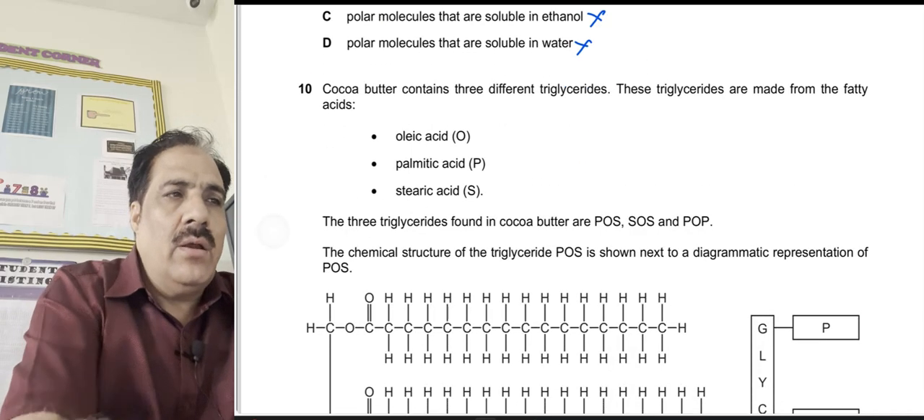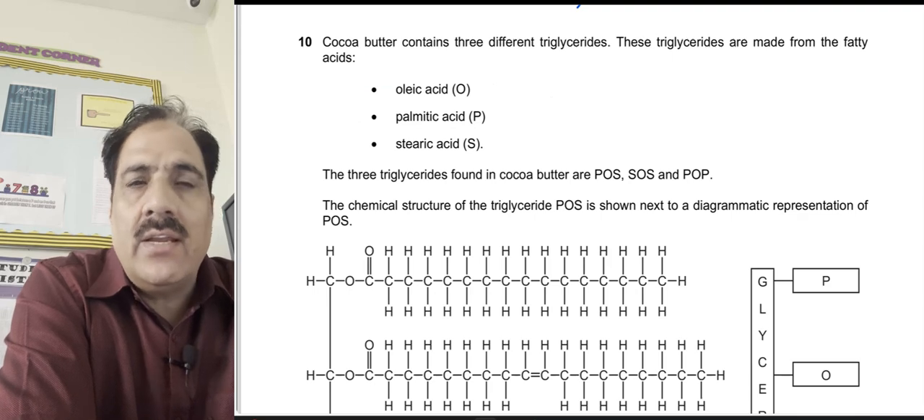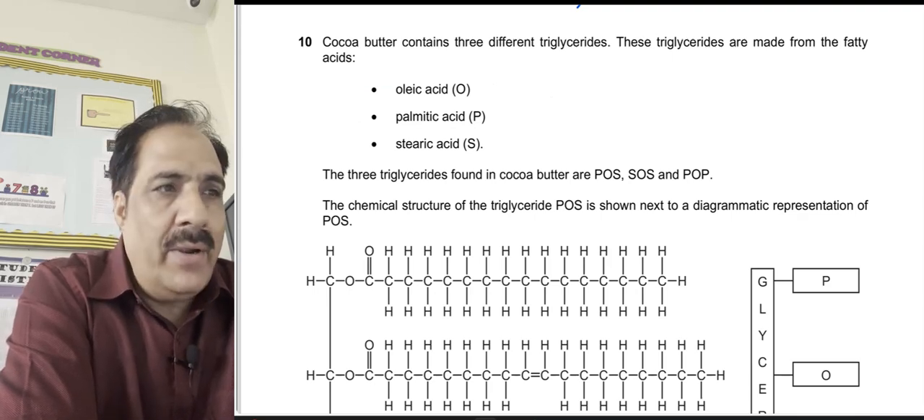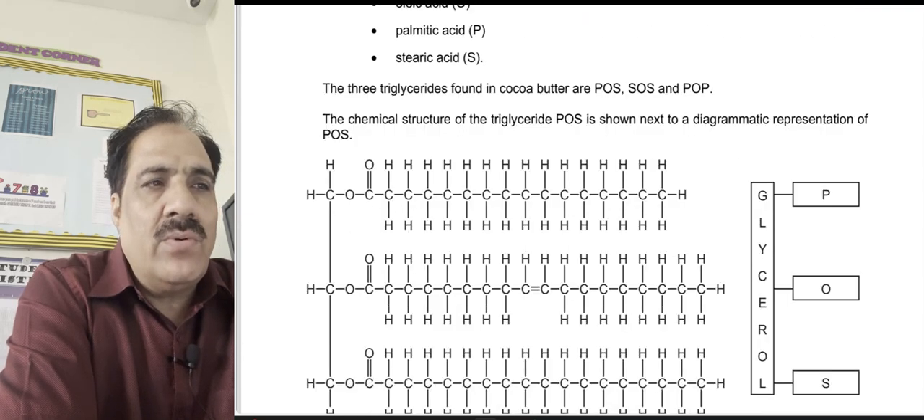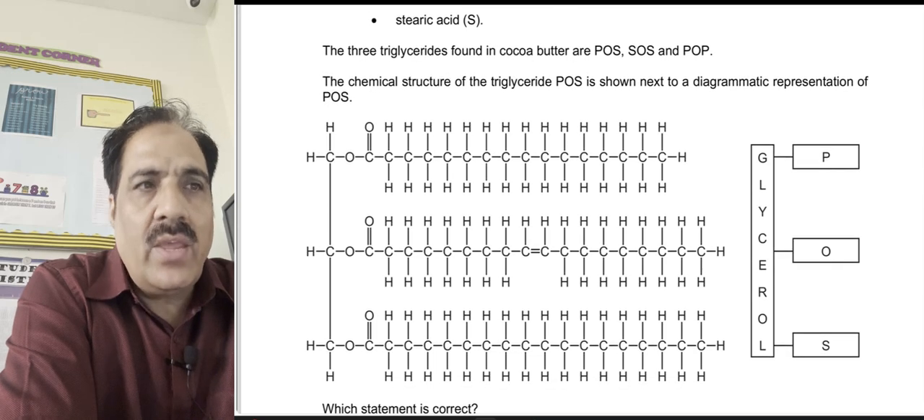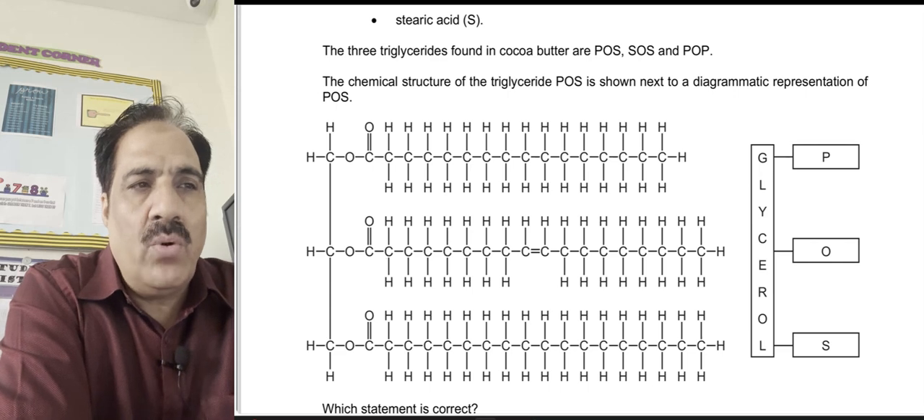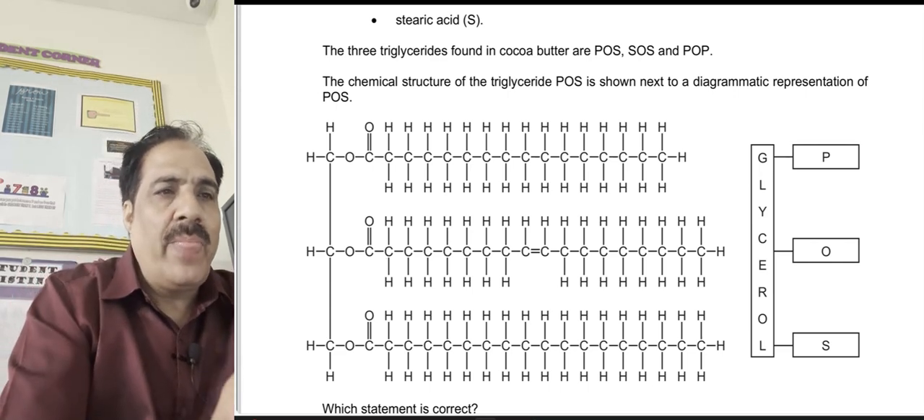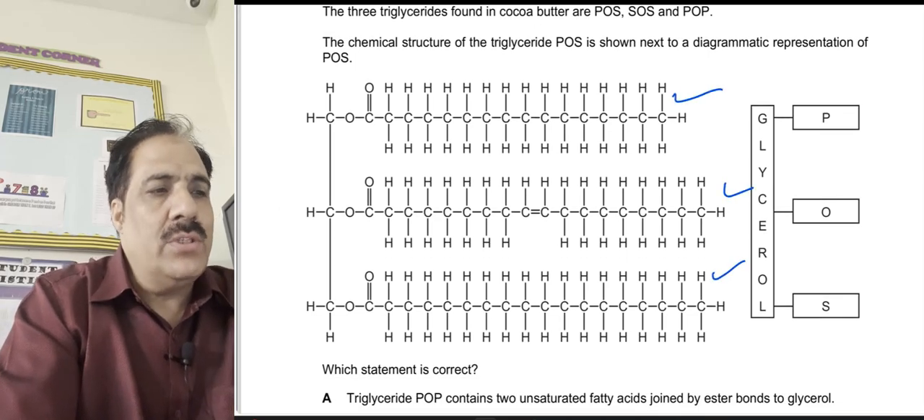Question number 10. Cocoa butter contains 3 different triglycerides. These triglycerides are made from the fatty acids. Oleic acid is O, palmitic acid is P, and stearic acid is S. The 3 triglycerides found in the cocoa butter are POS, SOS, and POP. The chemical structure of the triglyceride POS is shown next to a diagrammatic representation of POS. So we have, this is P, this is O, and this is S. Now what is the question?